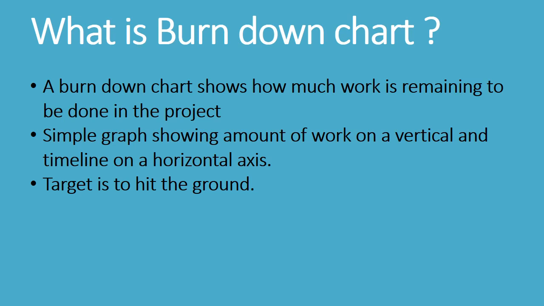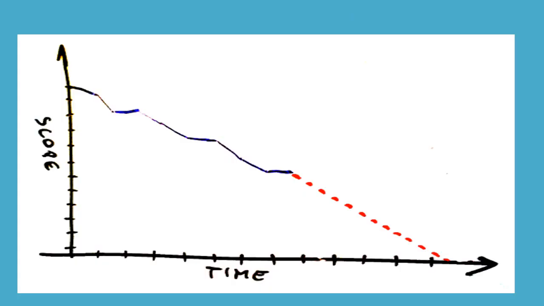So what is a burn down chart? A burn down chart shows how much work is remaining to be done in the project. It's a simple graph showing the amount of work on the vertical axis and the timeline on the horizontal axis. The target is always to hit zero on the graph. This is a very basic burn down chart. On the vertical axis, you can see the scope variable, and this scope can be represented in story points or in the form of hours. On the horizontal axis, you can see the timeline. This timeline can be your number of days or your number of iterations.